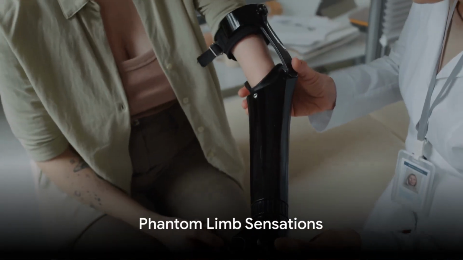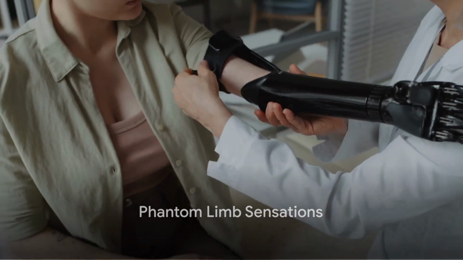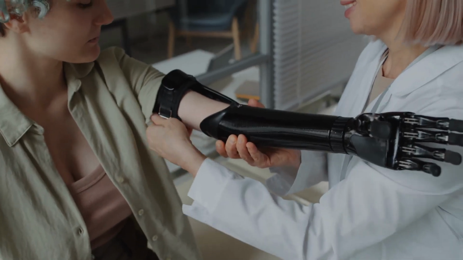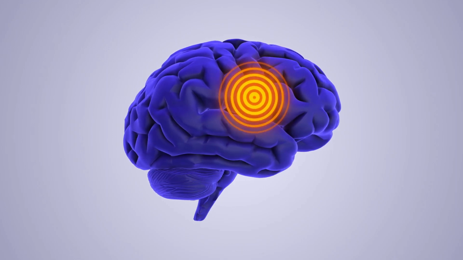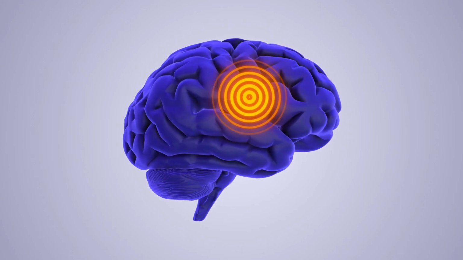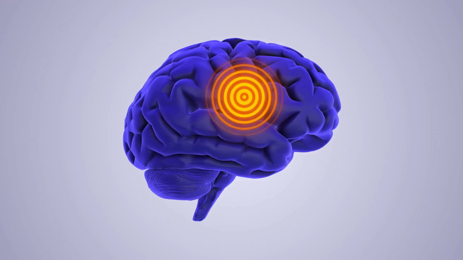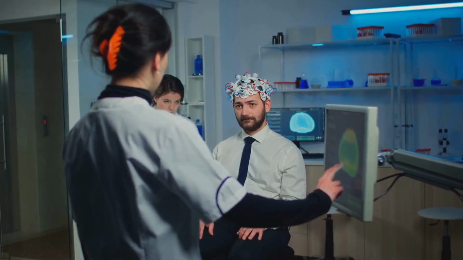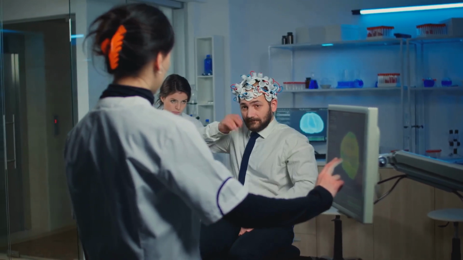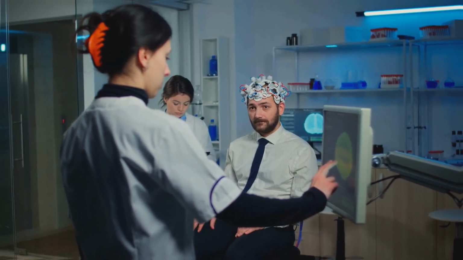One intriguing manifestation of neuroplasticity is the phenomenon of phantom limb sensations in amputees. This occurs when the brain continues to receive and interpret sensory signals from nerves that originally served the missing limb. The brain's somatosensory cortex, responsible for processing sensory information, undergoes neuroplastic changes that lead to these phantom sensations.